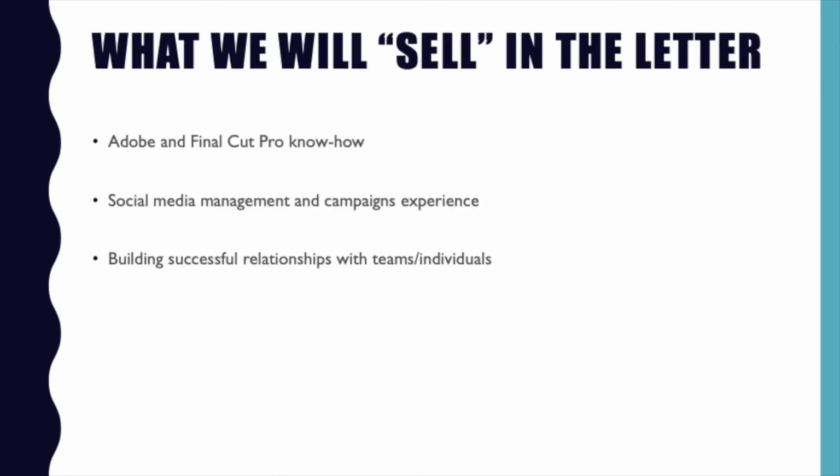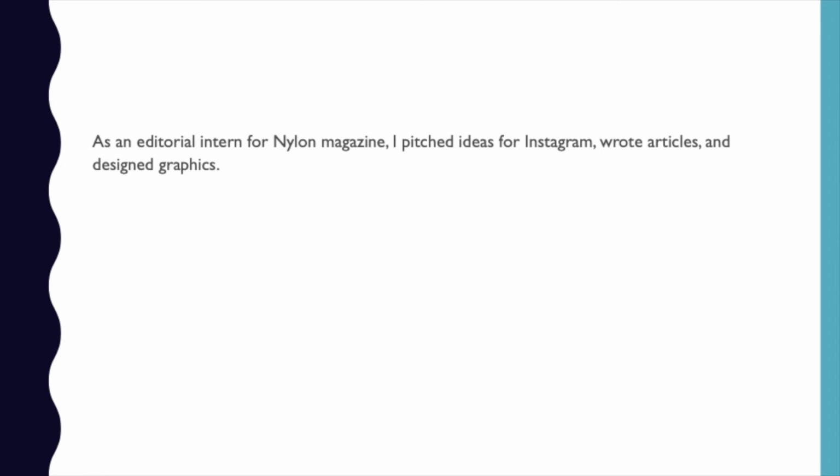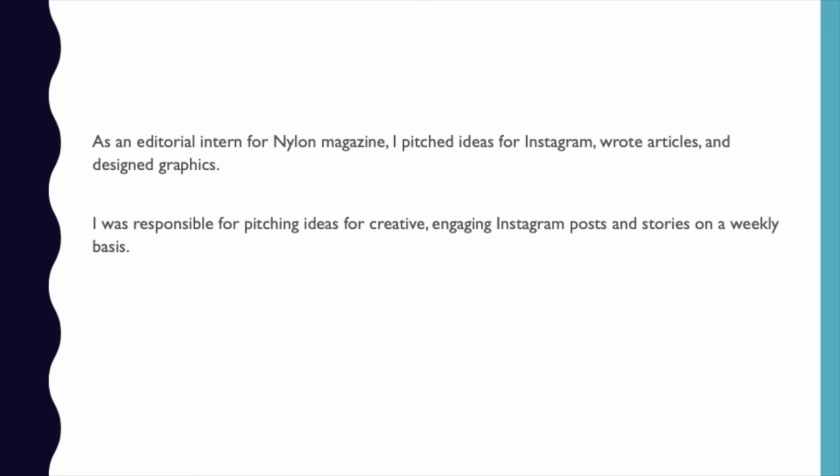Reviewing those 3 main qualities that we picked out, we can now start to craft some sentences. So maybe I would write, as an editorial intern for Nylon Magazine, I pitched ideas for Instagram, wrote articles, and designed graphics. This is a good starting point. It's probably not the most exciting sentence you've ever read, but this is where we can really start to bulk things up. So another take at this might be, I was responsible for pitching ideas for creative, engaging stories and Instagram posts on a weekly basis.